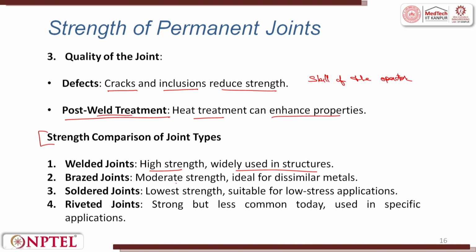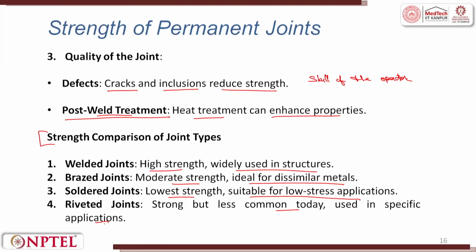Brazed joints, moderate strength, ideal for dissimilar metals. Soldered joints, lower strength, suitable for low stress applications. Riveted joints, strong but less common today, used in specific applications only.